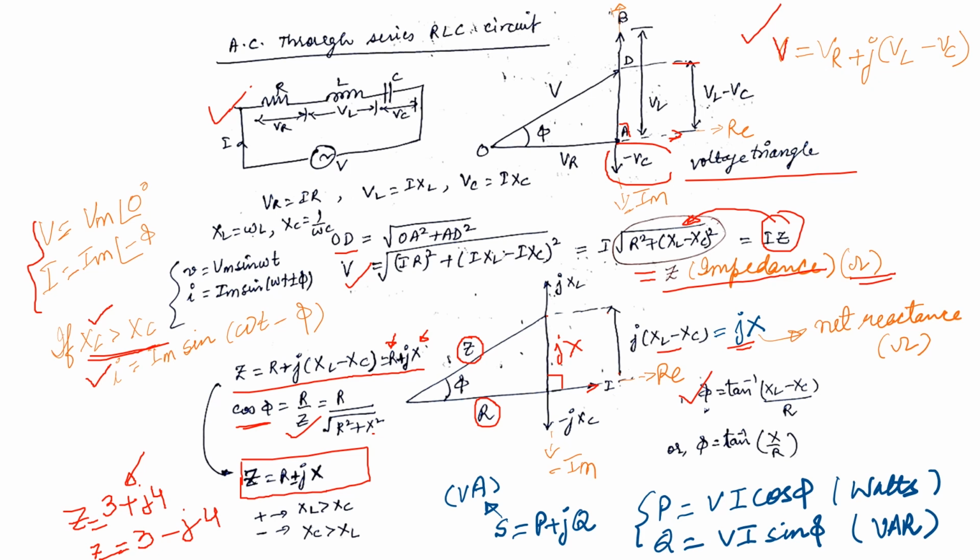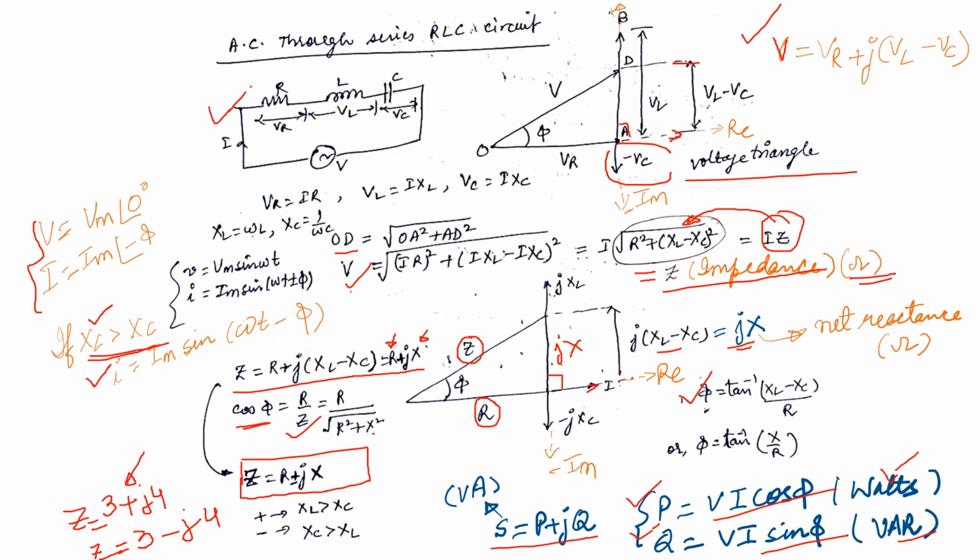Now, as far as the formulas for power are concerned for a series RLC circuit, the formulas for P and Q will remain valid. P will be obtained in the same way as we have done for the series RL and series RC circuit. The formula for the real power P will be VI cos phi, and the reactive power Q will be VI sin phi. The unit for real power is watts, and for reactive power it is VAR, volt amperes reactive.